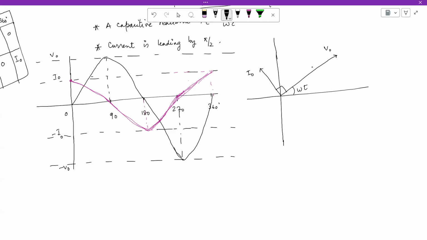Now, this thing is V naught sine omega t, and this thing is I naught cos omega t, right? So these are the things that you have.